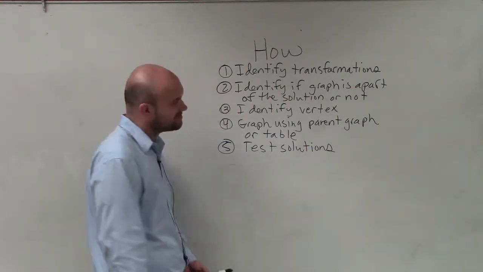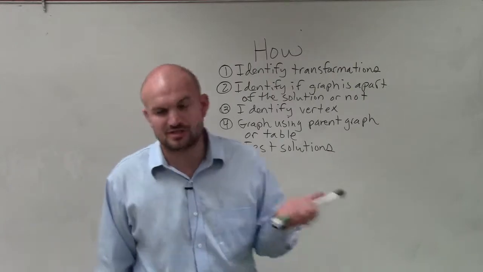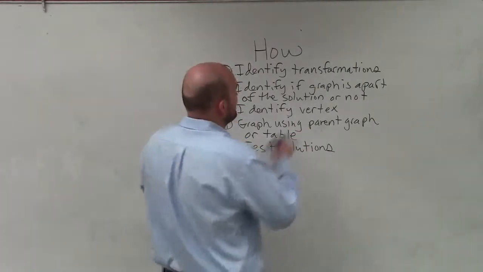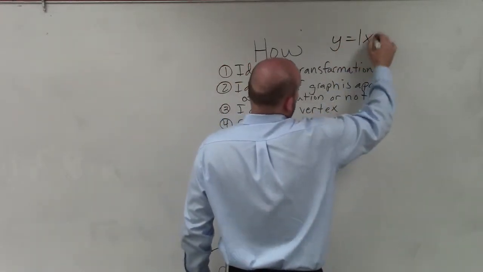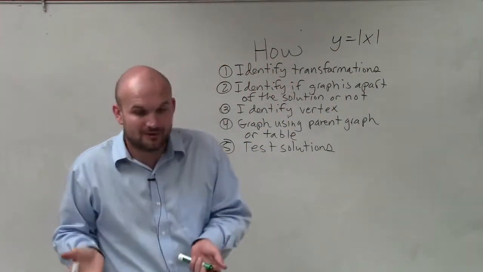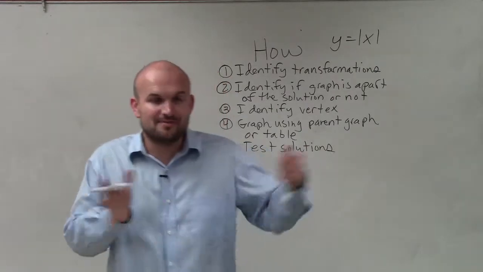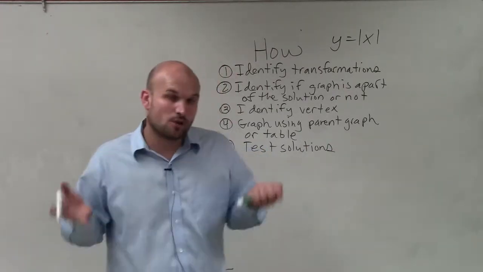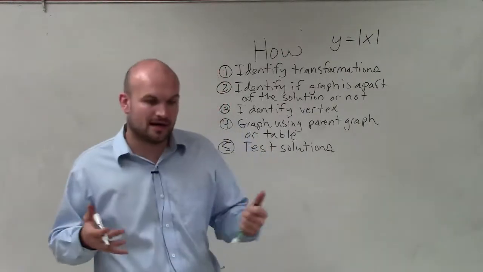So when graphing absolute value inequalities, the first thing, just like equations, is to identify your transformations, right? We know that the parent graph looks like this: y equals the absolute value of x. Well, when graphing equations or inequalities, there are going to be some transformations. You're going to have your a, your x, your h, your b, and all these things. So write down what those transformations are.